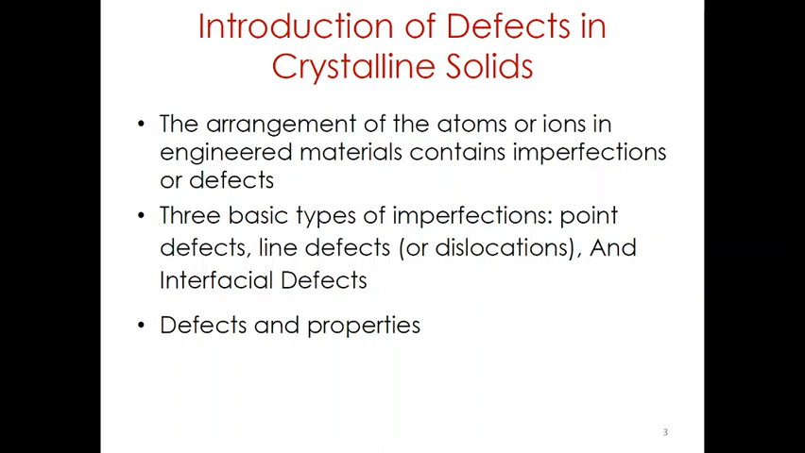The arrangement of the atoms or ions in engineered materials contains imperfections or defects. These defects often have a profound effect on the properties of materials. In this session, we introduce the three basic types of imperfections: point defects, line defects, and surface defects or interfacial defects. These imperfections only represent defects in or deviation from the perfect or ideal atomic arrangement expected in a given crystal structure. The material is not considered defective from an application point of view.